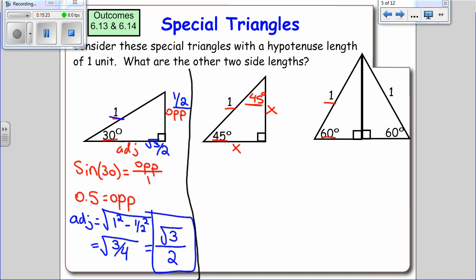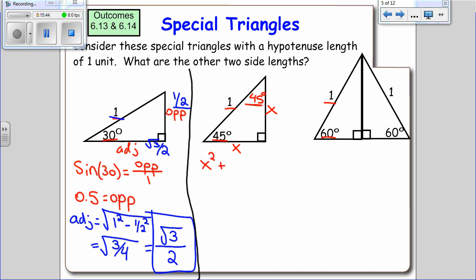Now, to calculate those sides, I could have used SOHCAHTOA or anything like that, but it's going to give me decimals, and I don't like decimals. I want an exact value. So to get an exact value, I'm going to use the Pythagorean Theorem. So I know that x squared plus x squared is going to equal 1 squared.